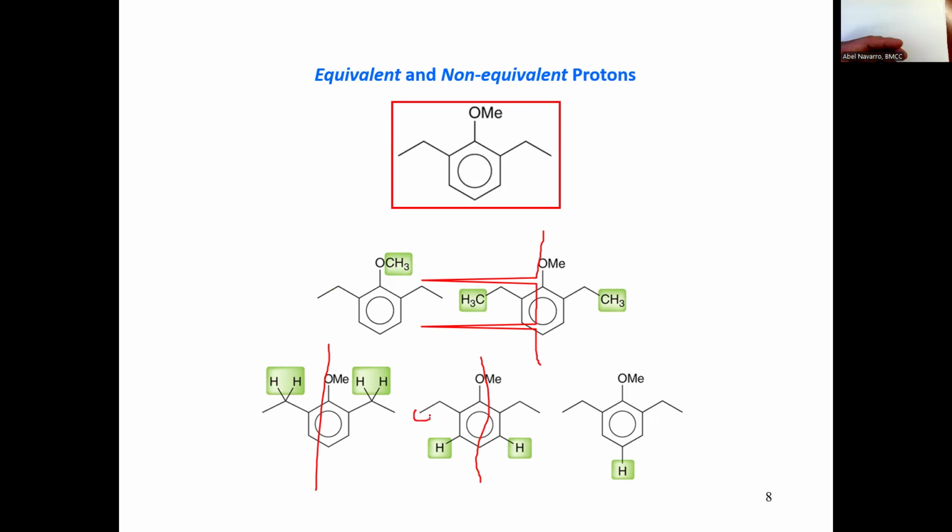Professor, is this CH3 also equivalent to this CH3? Yes, they're also equivalent. Is this CH2 equivalent to this CH2? Yes, they're also equivalent. Is this CH equivalent to this CH? No, because the plane of symmetry cuts right here. What about that H? Is this H equivalent to anything? No, because the plane of symmetry runs right through it. So there is no way you can have a plane of symmetry with respect to the hydrogen.